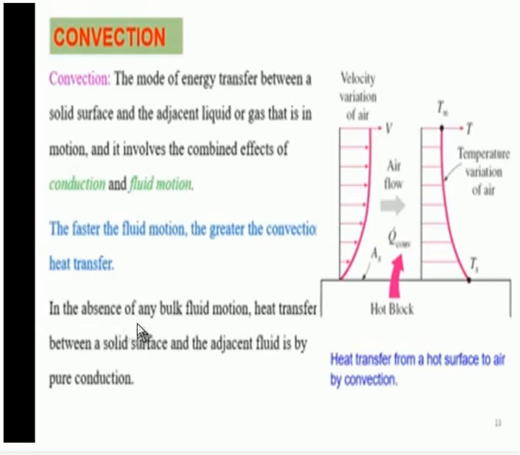In the absence of any bulk fluid motion, heat transfer between a solid surface and the adjacent fluid is by pure conduction. If there is no motion of the fluid, that's why the definition states that convection is a combined effect of conduction and fluid motion. So this much about the definition of convection.